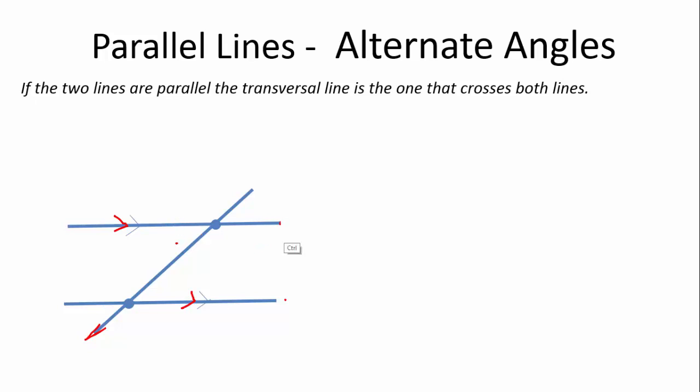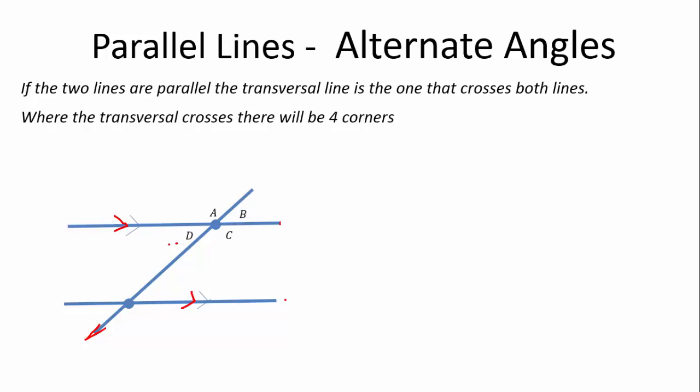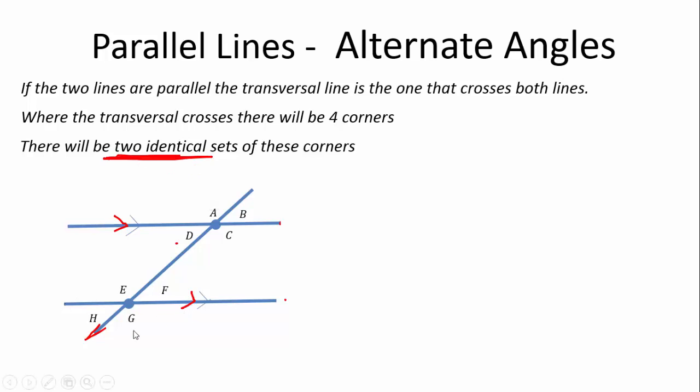When the transversal line crosses, there will be four corners. These corners are A, B, C, and D. As you can see, there's 1, 2, 3, 4 corners. There will also be two identical sets of corners. Now, this is the amazing thing about a transversal line across parallel lines. The two sets of corners will be identical, E, F, H, and G. So A equals E, B equals F, C equals G, D equals H. And this is what a corresponding angle is, which we learned in the previous video.